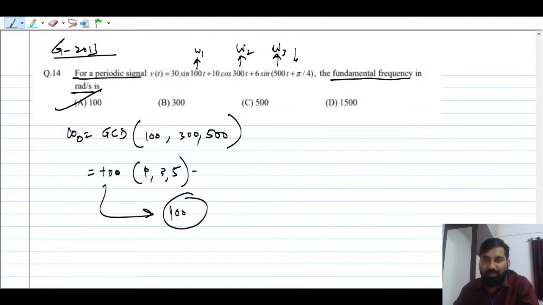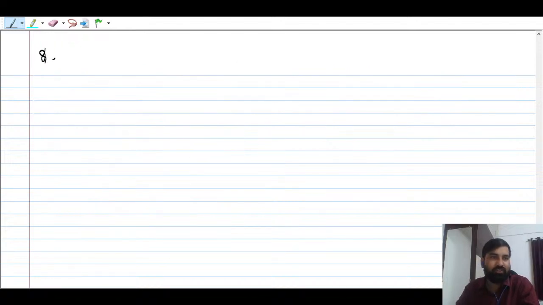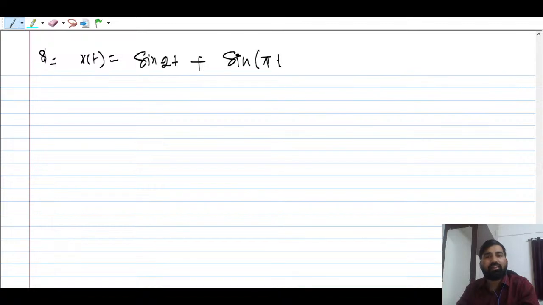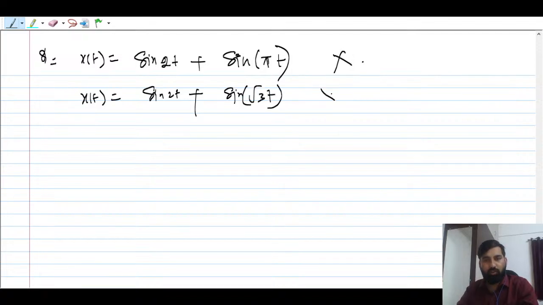Now suppose the question is given like this, let me take one question. x(t) equal to sin 2t plus sin pi t. It is not periodic, right? x(t) equal to sin 2t plus sin root 3 t, not periodic. So you don't have to check; just by looking at the frequencies, if you take the ratio, it is not going to be rational, right?